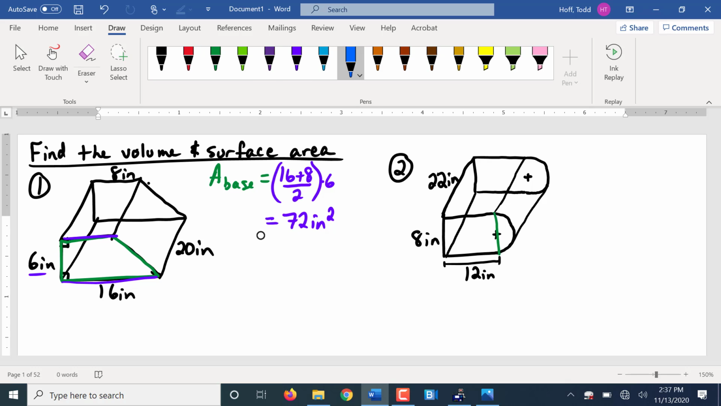To find our volume, what do we do to that? Times the 20 inches. You got it. Which gives us a volume of 1,440 cubic inches. Very good.